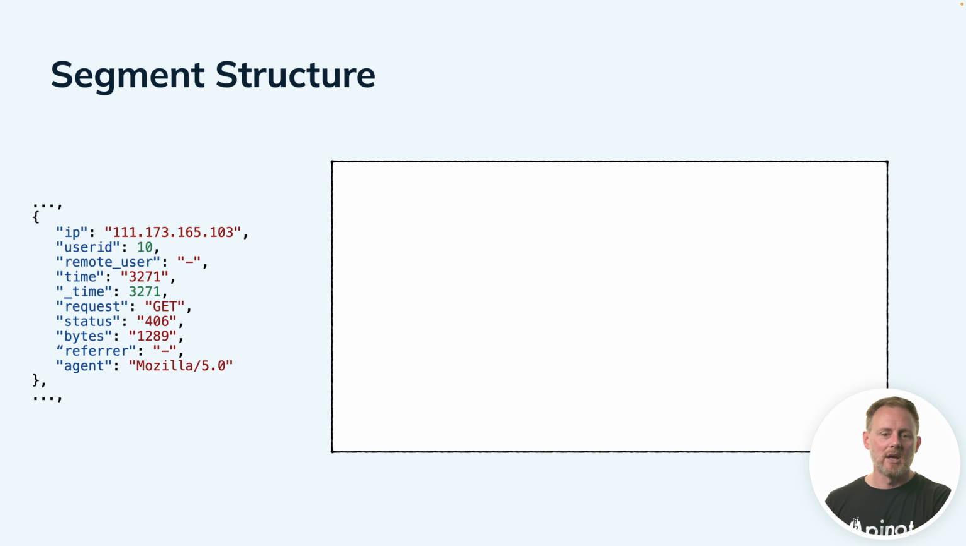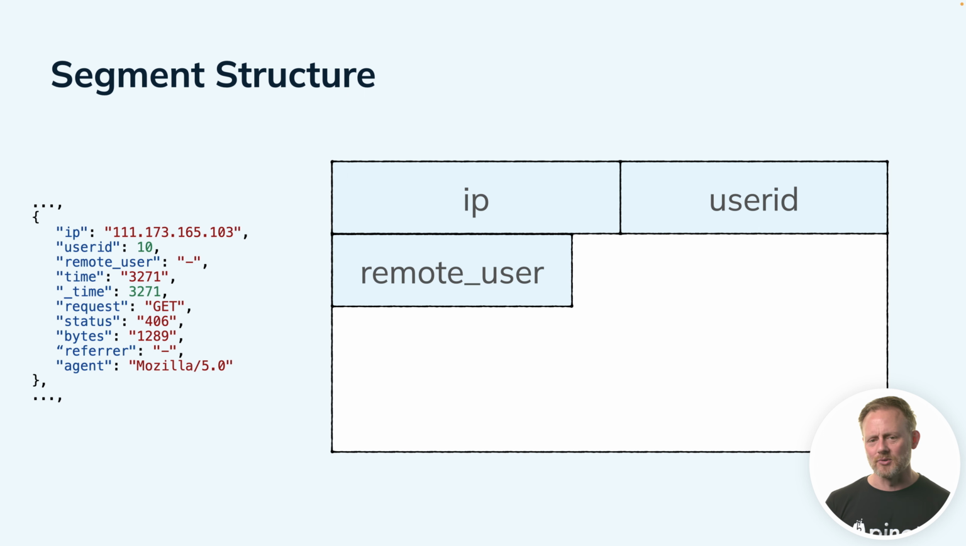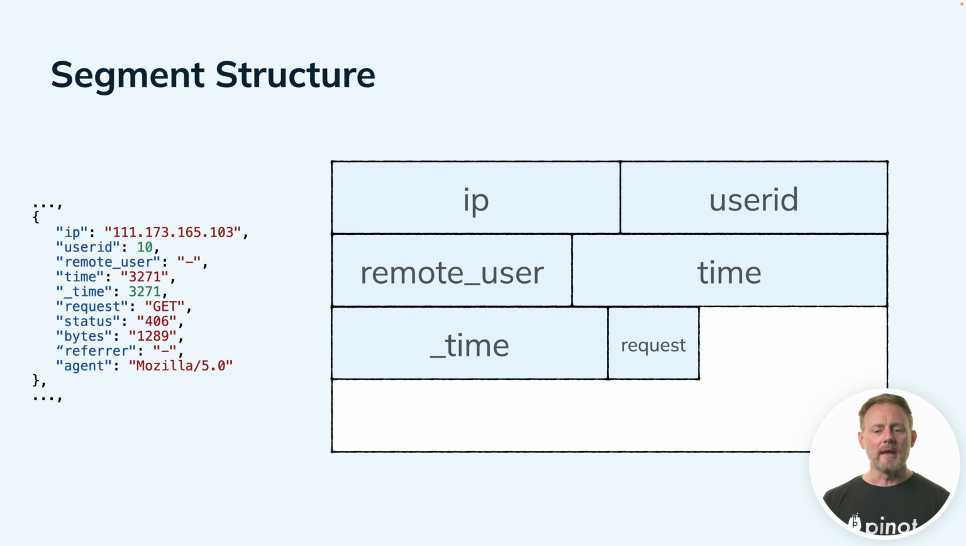So we're going to first take all of the values of the IP column and store those all together. All of the values of the user ID column, store those together. I don't know that those would dictionary encode too well necessarily, so maybe those take up a lot of space. Remote user, same thing. Maybe there are a lot of unique things. Time, that's a date time column. That's a metric, so that's going to take up some space. And request, well, an HTTP request, that's going to dictionary encode like crazy, right? So that might take up less space on disk.